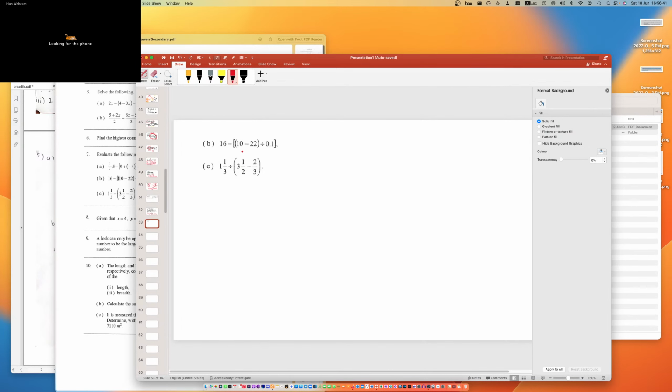So for this one, I did the small bracket first. This will give me minus 12. So minus 12 divided by 0.1 is negative 120. You can do it this way. If let's say you cannot, you can divide by 1 over 10, right? So negative 12 divided by 1 over 10 is times, flip. So in fact you need to show this.